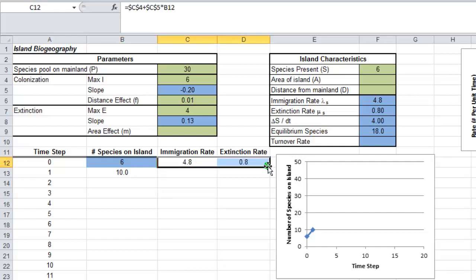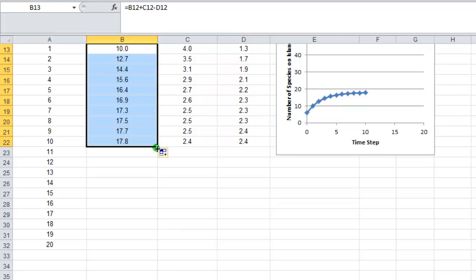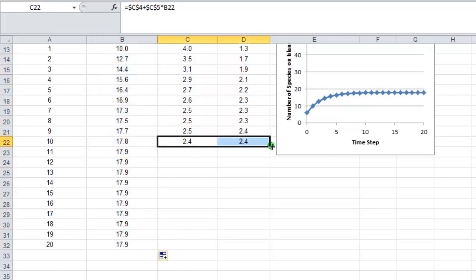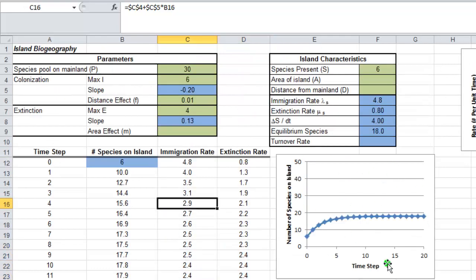Now we can copy these equations through, and the generating equation, and start to graph out our trajectory through time. And here the graphic displays the time step and the number of species that are on the island. So we started off with 6, and then we climbed to 18, and at that point, when we hit 18, the colonizations and extinctions are perfectly balanced, and we see that the island is now in a stable equilibrium.